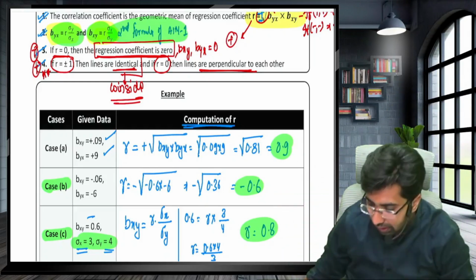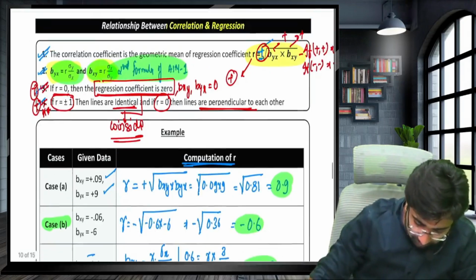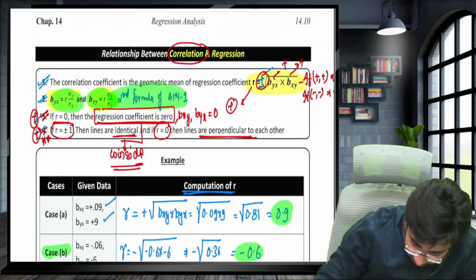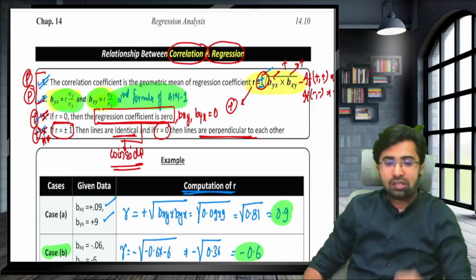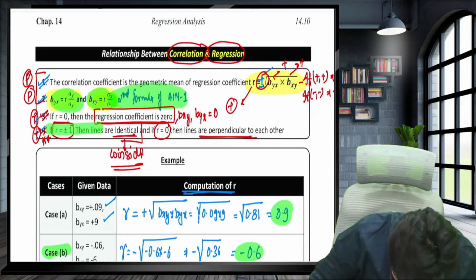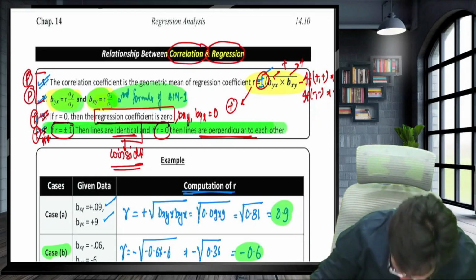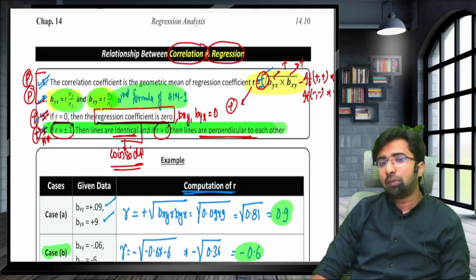Okay, guys, is this point clear? So here we end the relationship between correlation and regression. Two points are practical formulas, and two points are theoretical based questions. So you can expect a theory based question, and I'm writing this very important point. The last line is a very important line. So don't forget to remember and learn this formula on the last day.